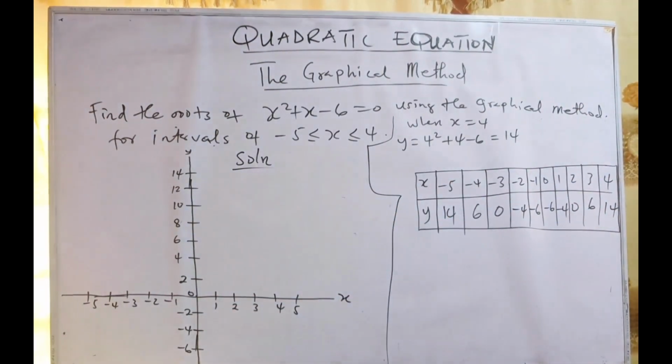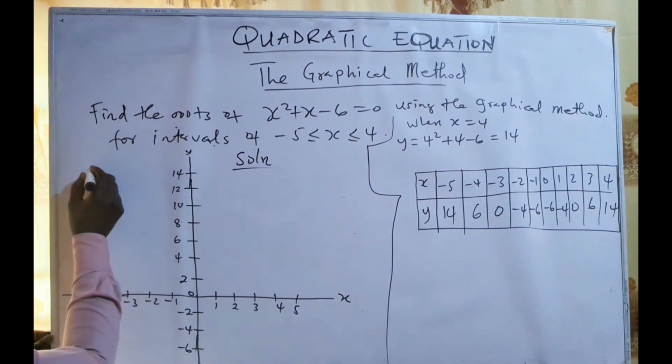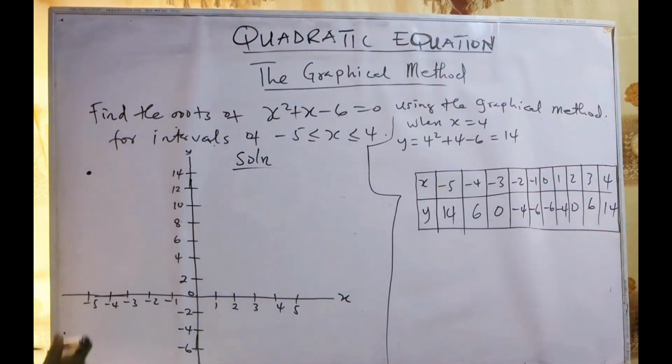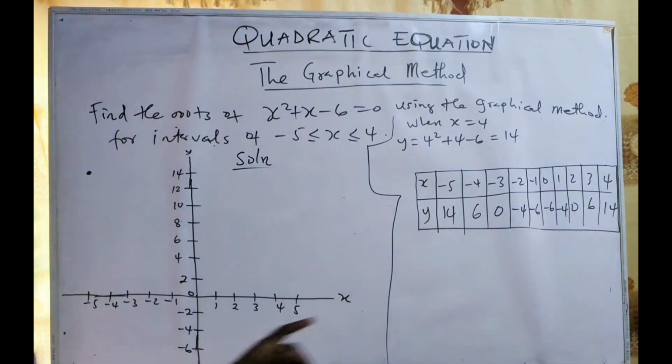So negative 5 is 14. So negative 5 on the x axis, 14 on the y axis. So that will be here. You can also use graph paper so that we get the accuracy of the curve. Okay, so this is just a freehand sketch, not drawn to scale.